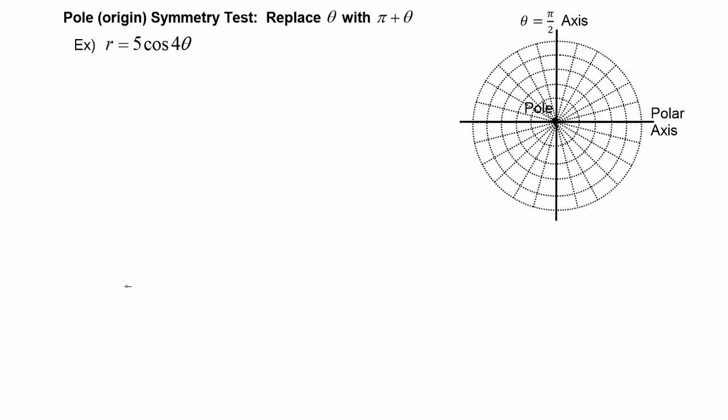The third type is the pole symmetry test, and the pole refers to this point right here where the two axes intersect. In the rectangular coordinate system, we call that point the origin. So the pole symmetry test you can think of in rectangular coordinates as being the origin symmetry test. But in the polar coordinate system, we will replace theta with pi plus theta in the equation.